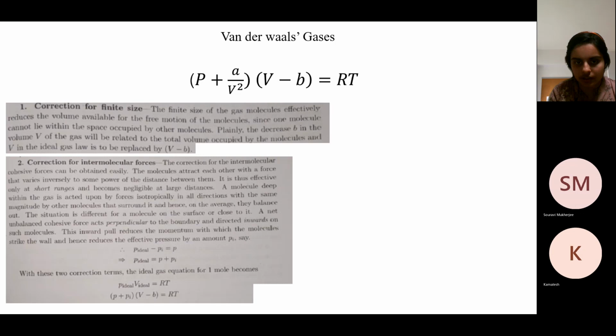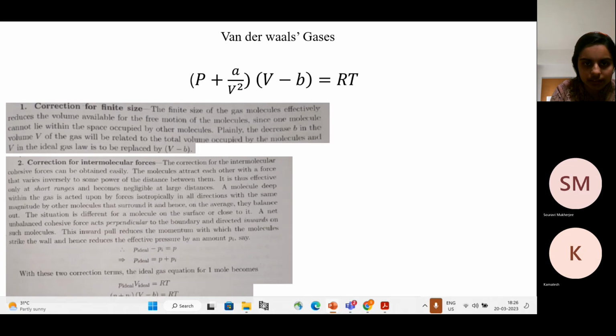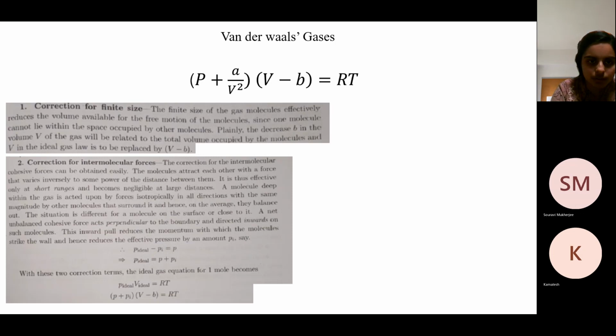Because of the cohesive forces, different molecules are interacting with each other, so the net force on a molecule in the bulk is actually zero, or it's balanced. But on the surface, on one side you don't have anything. You have molecules only below the interface. Because of that, there is a net unbalanced cohesive force which is directed inwards. That induces an effective pressure.